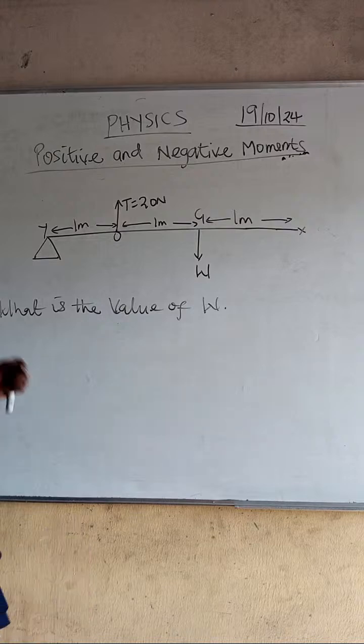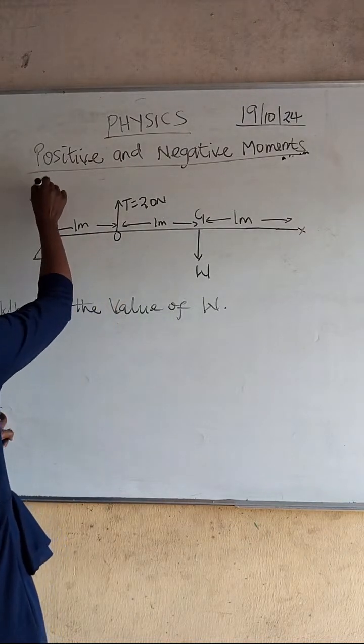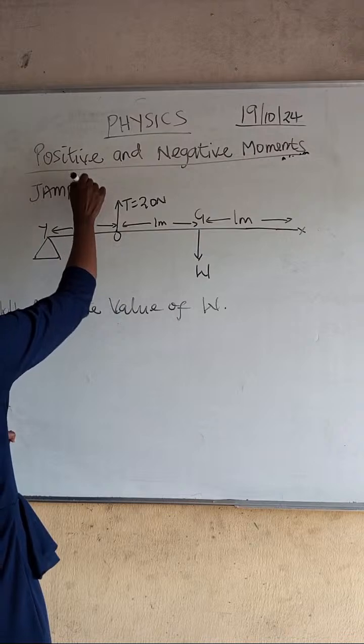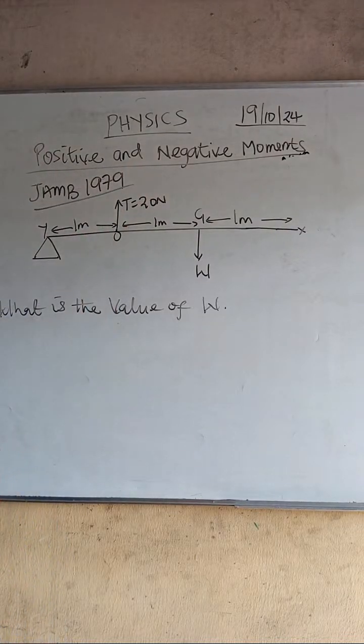All right. Now looking at what we have. Now this is a JAMB question. Let me write it here. This is JAMB 1979. Okay, so we have this question and we are expected to solve it.